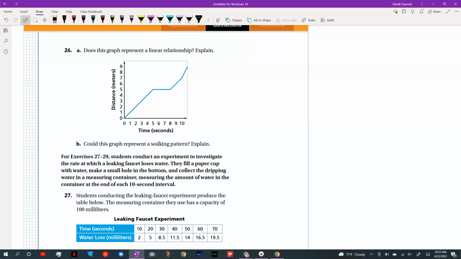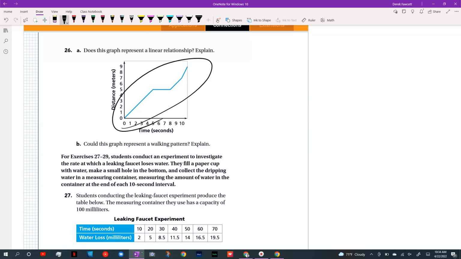26, does the graph represent a linear relationship? The answer is no, because remember, linear means straight line. Is this a straight line? No. Okay, so if you're looking at a graph, this is one of our big questions. How do you determine if it's a linear relationship? A graph is super duper easy. Is it a straight line? So this is no.